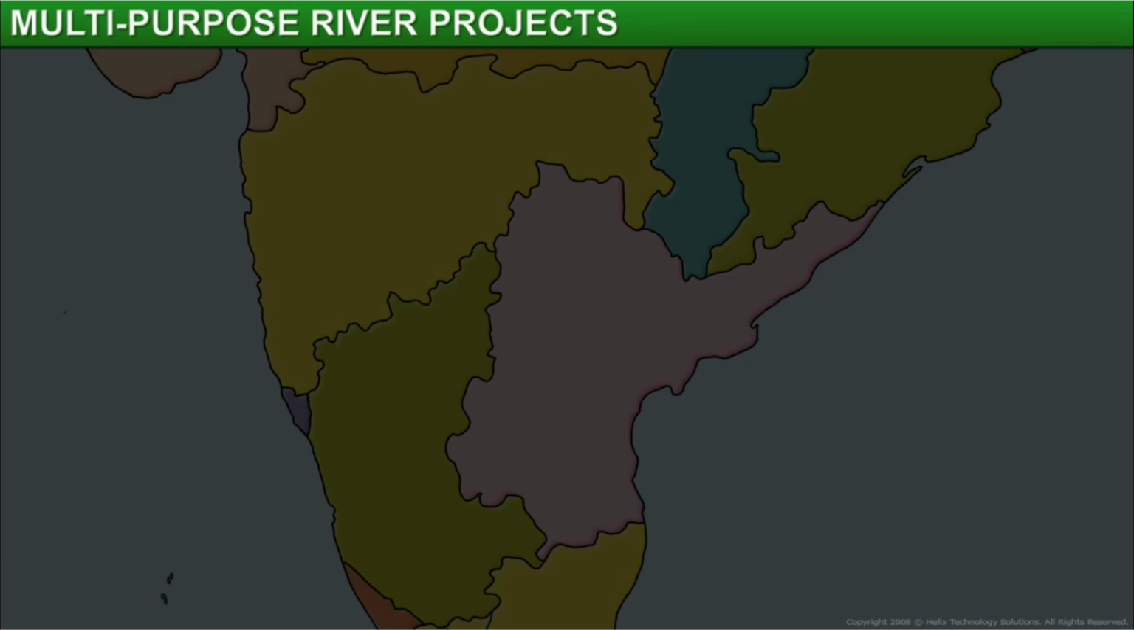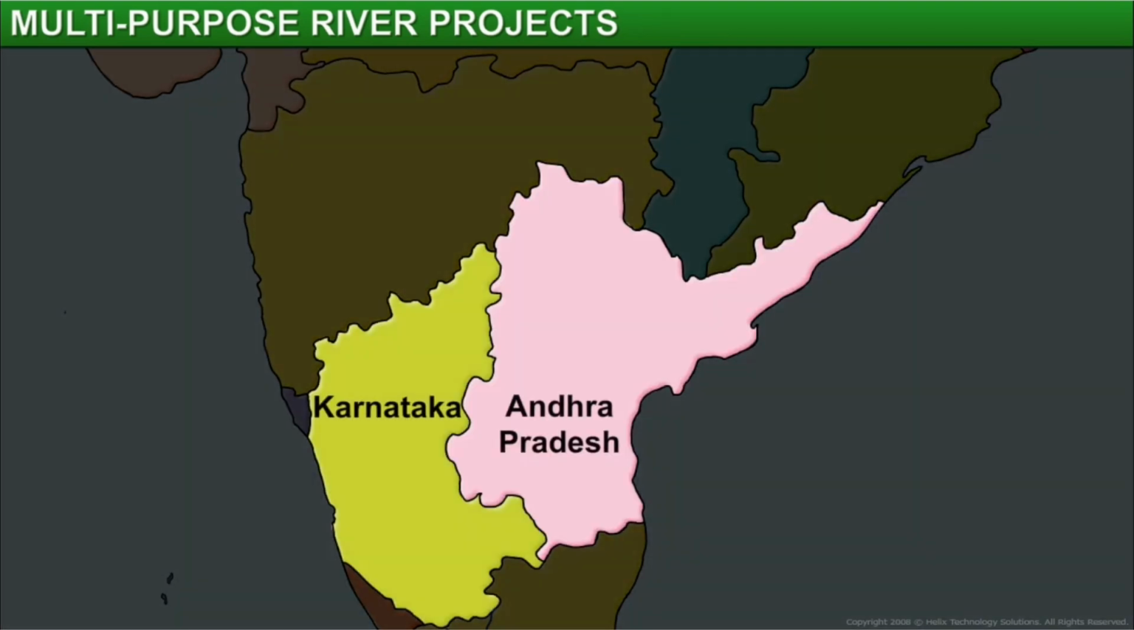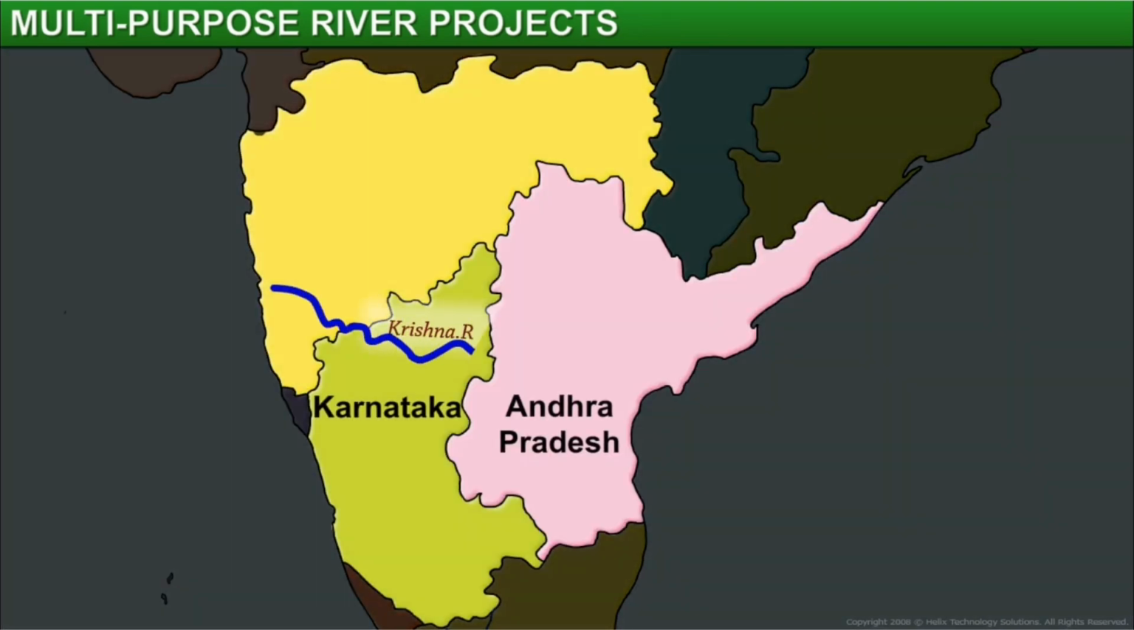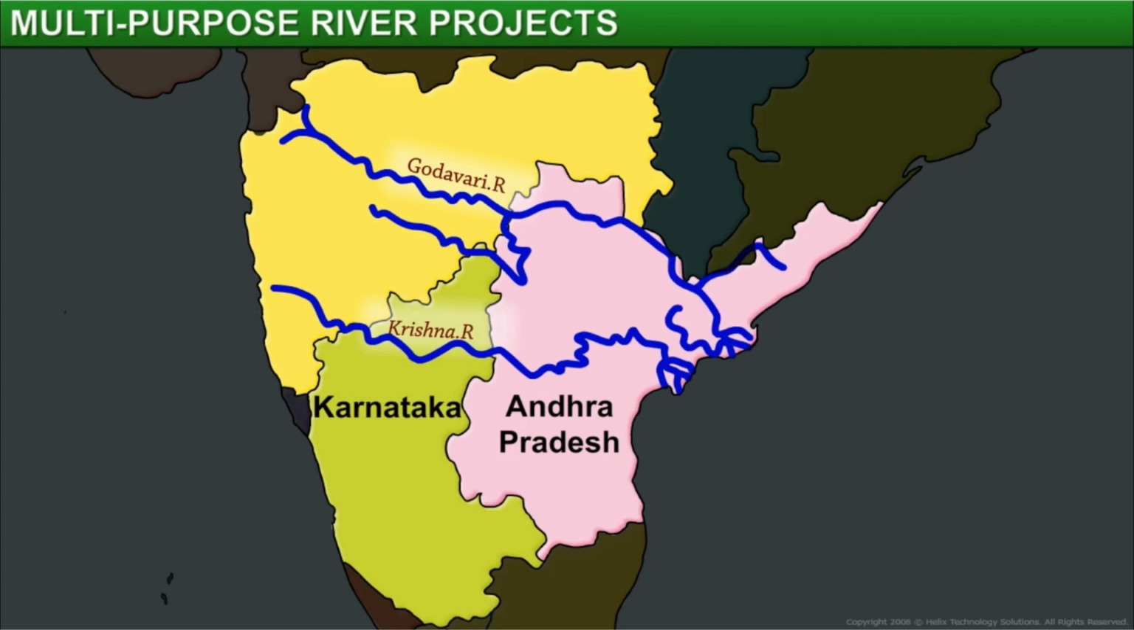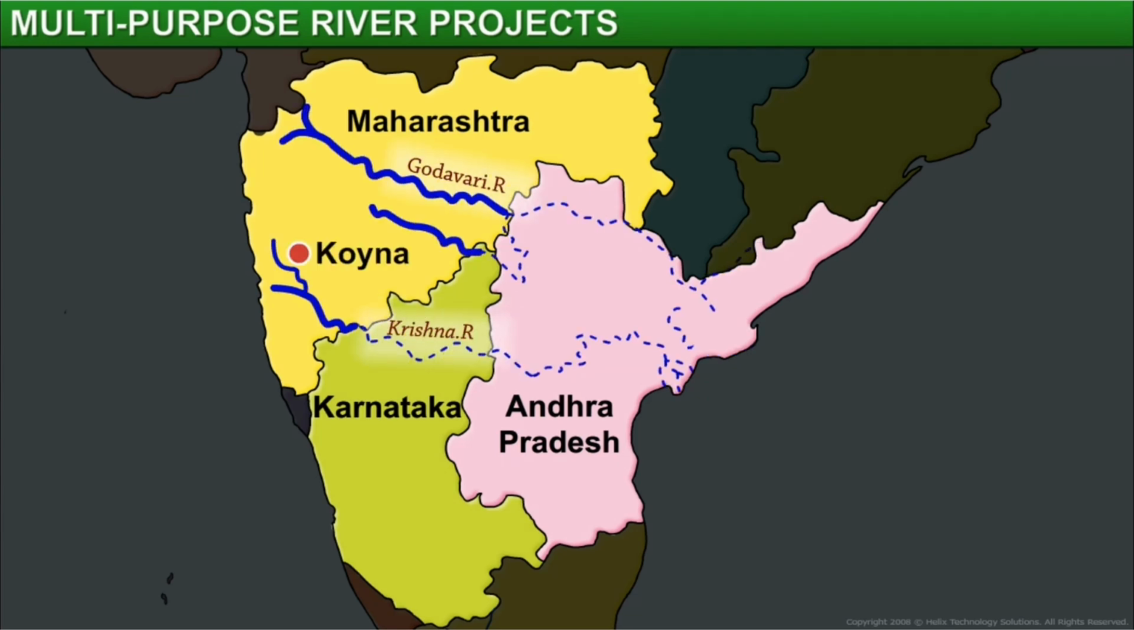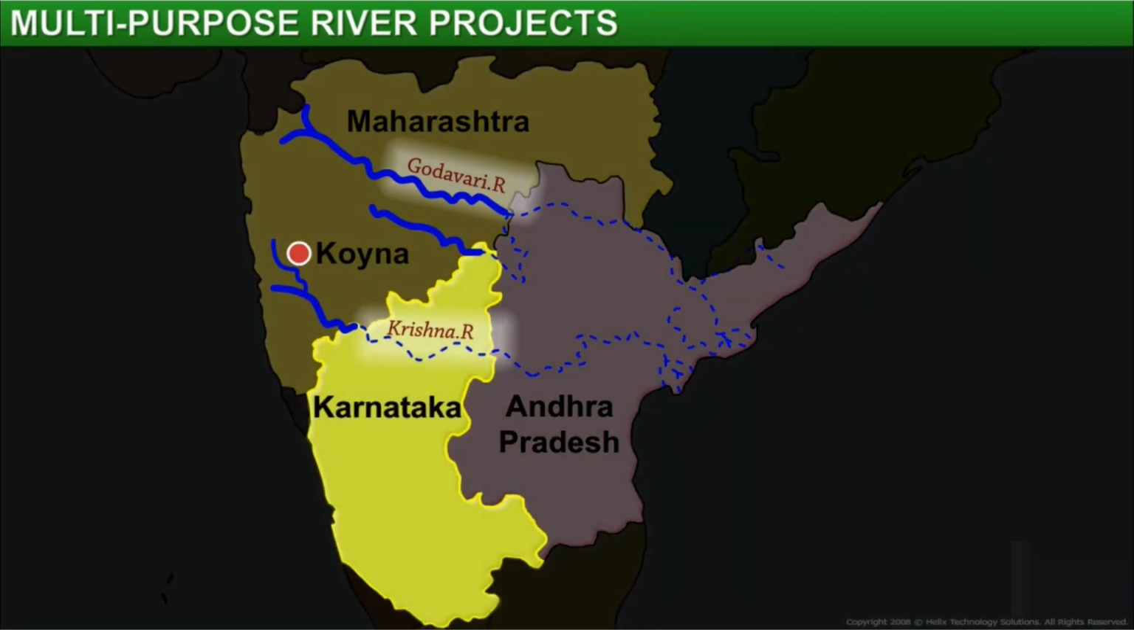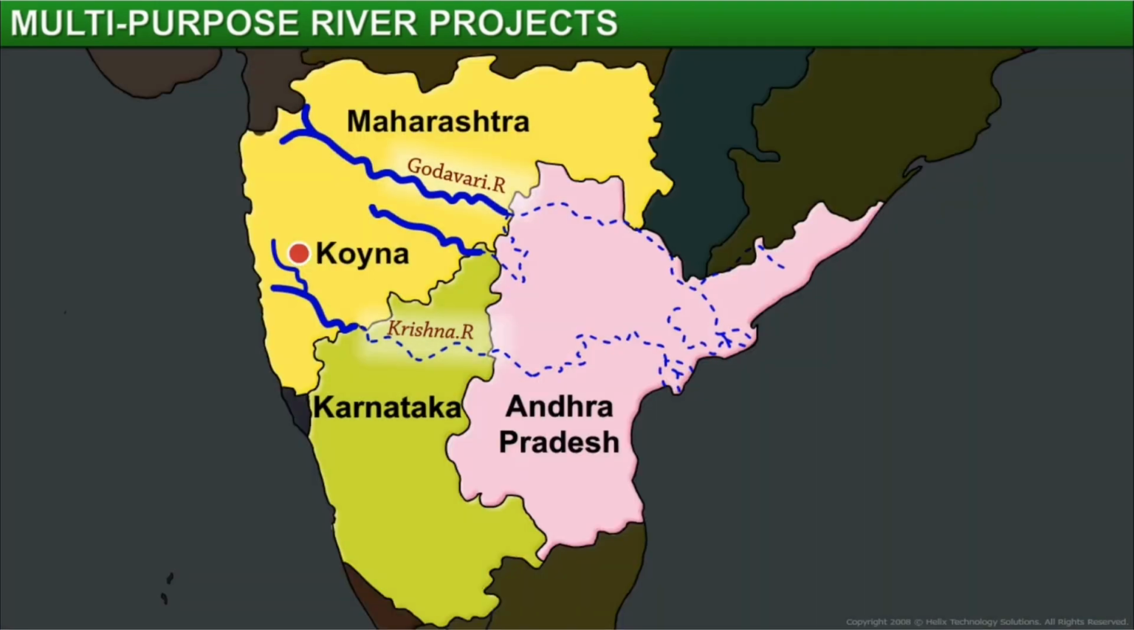For example, two states in India, Andhra Pradesh and Karnataka, which receive water from the Krishna and Godavari rivers, objected when the government of Maharashtra tried to divert more water from these two rivers for a multi-purpose project at Koyna. The diversion of water would indeed reduce the amount of downstream flow to Andhra Pradesh and Karnataka. This will adversely affect agriculture and industry in those states.